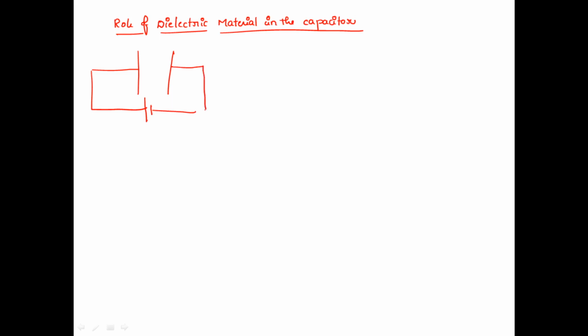Because of this applied electric field, charge will be induced on the parallel plate capacitor. The induced charge we can consider as Q, and the voltage applied across the capacitor we can consider as V. In between the capacitor plates there is no medium. Let us assume that it is an air medium. So in presence of air, the capacitance can be considered as Q by V.